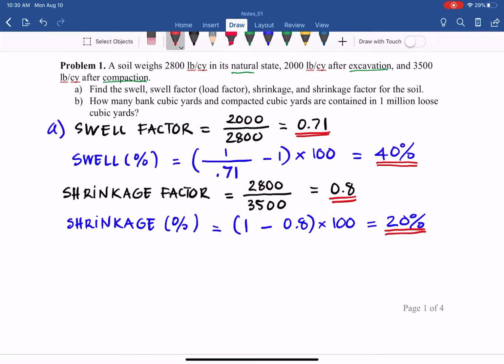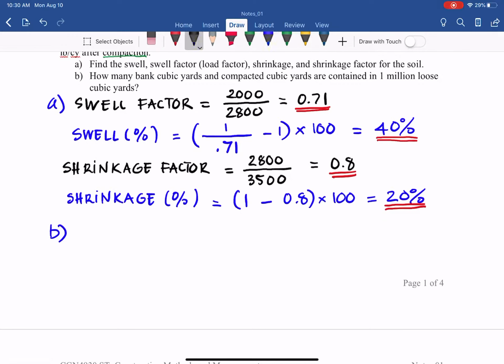And then we can apply part B easily. How many bank cubic yards and compacted cubic yards are contained in 1 million loose cubic yards? So as you can see here, we already have loose cubic yards. That is the question given. V loose equals 1 million loose cubic yards. So cubic yard is not enough; we say LCY. Okay, so LCY stands for loose cubic yard.